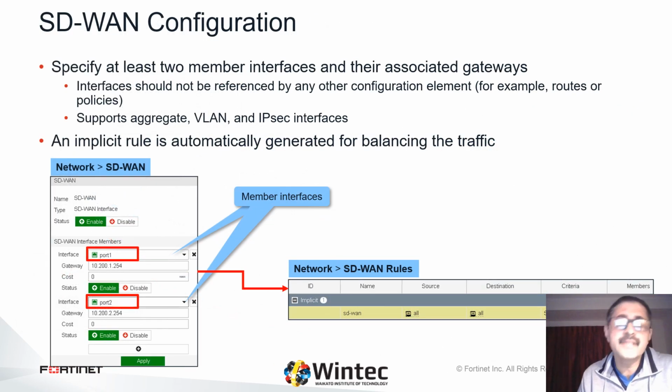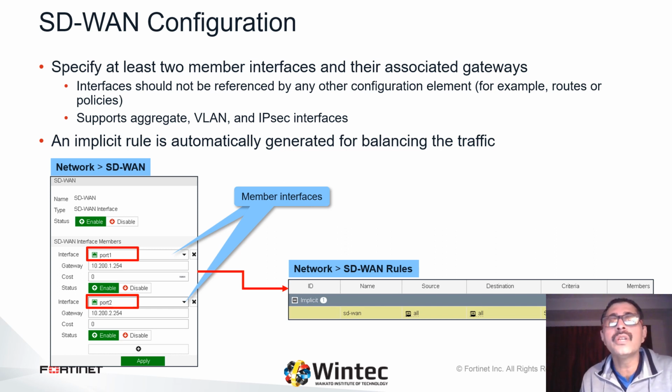Let's look at what SD-WAN configuration means. When you configure SD-WAN, you must specify at least two member interfaces and their associated gateways. You should configure SD-WAN early during the initial setup of FortiGate because if an interface is already referenced by a firewall policy or a static route, you cannot use it as a member interface.